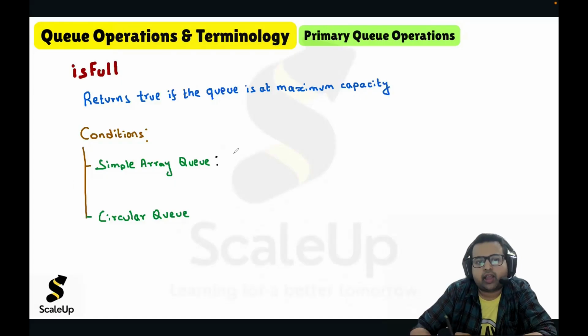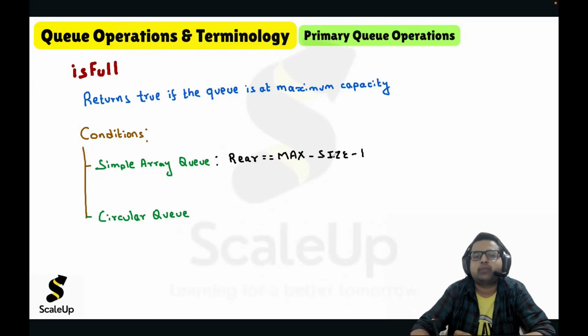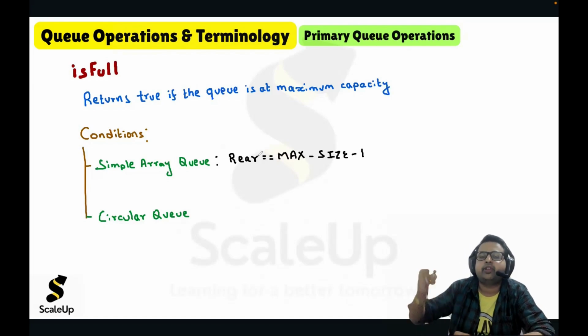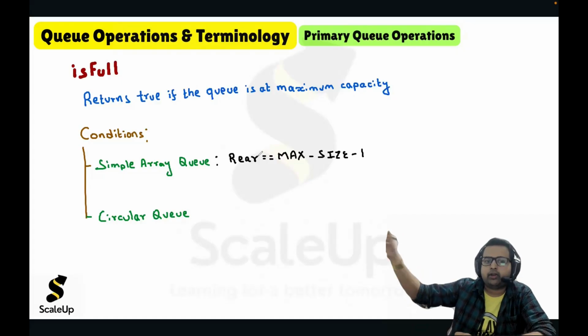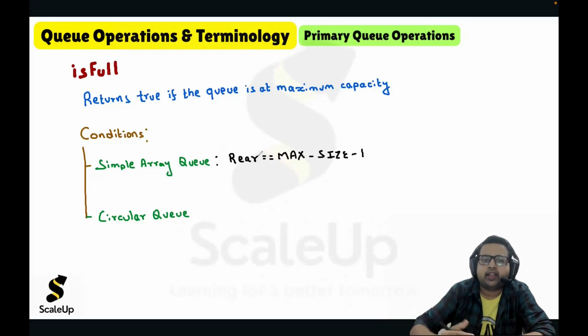So for a simple array queue, the condition is if rear, which is the index, reaches max size minus 1. Because in an array, definitely some size will be defined. We call it the max size. So if rear reaches max size minus 1, it means we have reached the end of the array or the end of the queue. And it is an indicator that the queue is full.